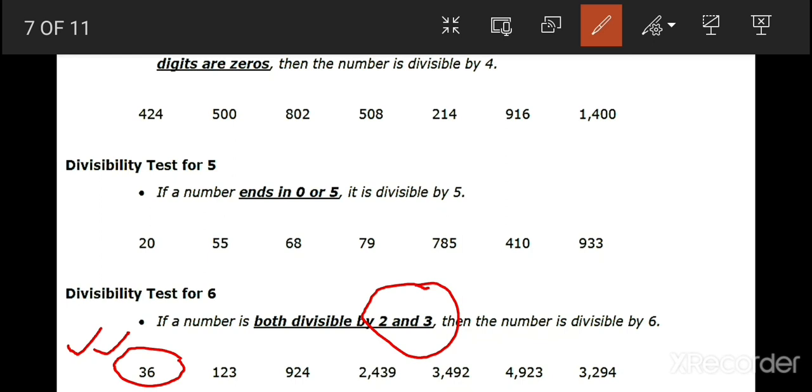Now, let us take another example. 123. Is it an even number? The last digit is 3. Is 3 an even number? No, so it's an X. Okay? If it is not divisible by 2 or it is not divisible by 3, then just don't touch the number because that is not divisible by 6. All you have to do is to encircle all the numbers that are divisible by 6.